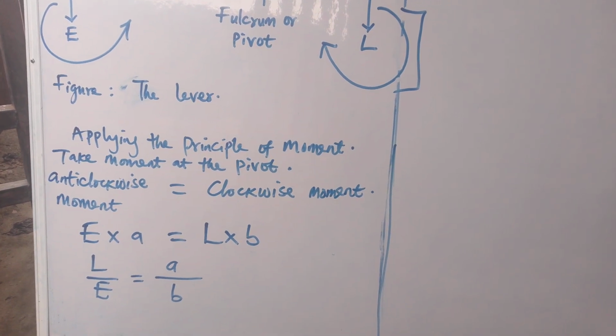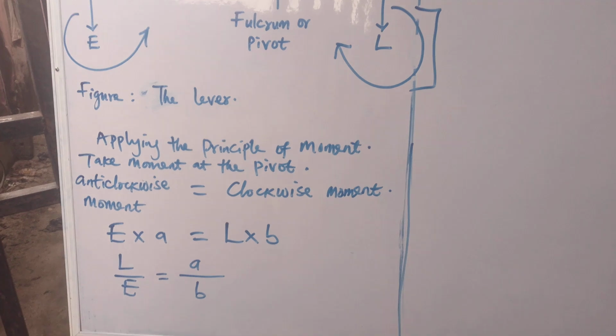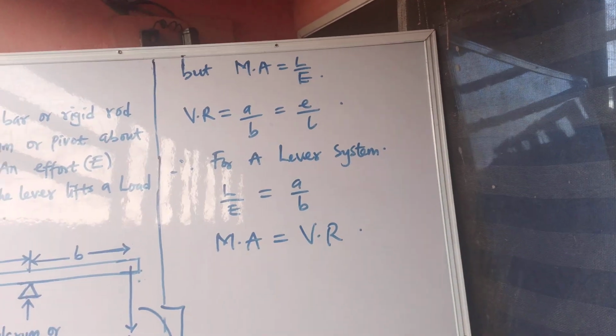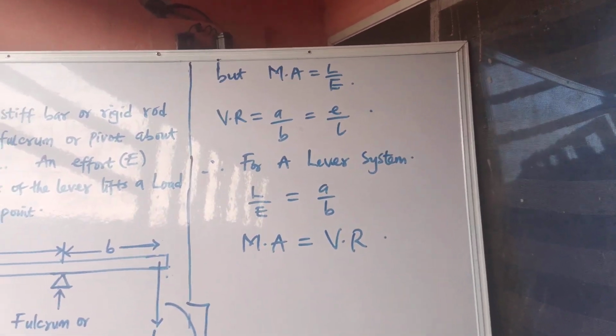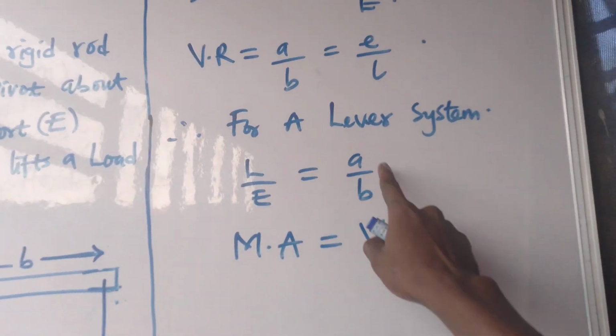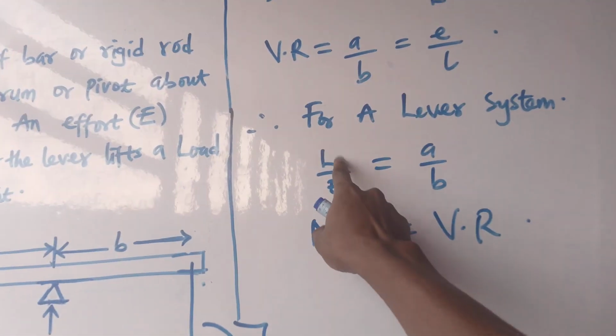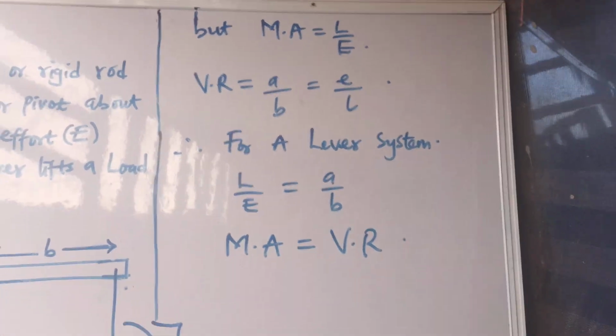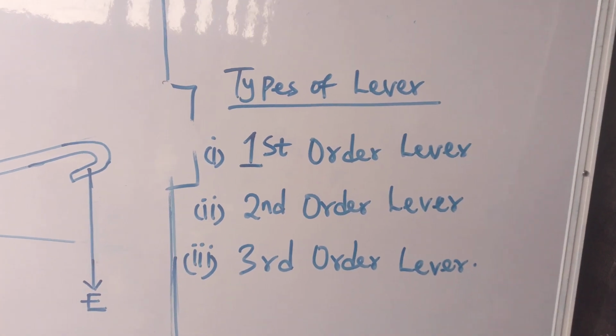We took the anti-clockwise moment equals to clockwise moment. Finally, we arrived at mechanical advantage equals velocity ratio. Why? Distance moved by effort over distance moved by load is this, and load over effort is this.